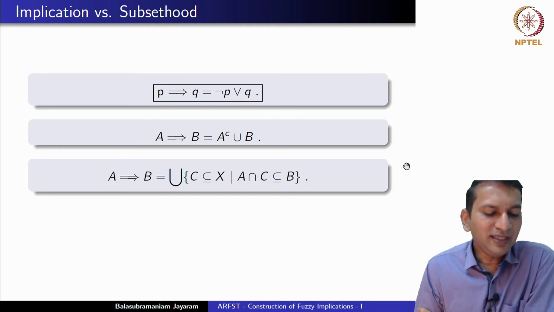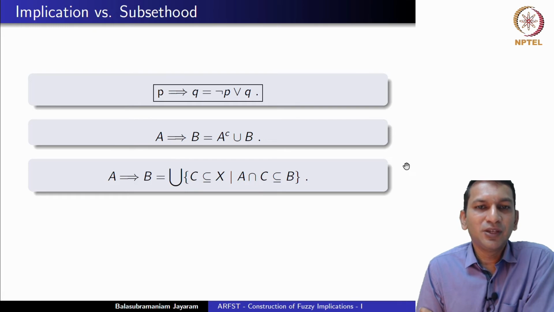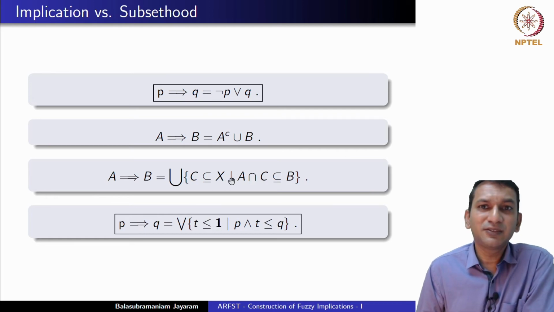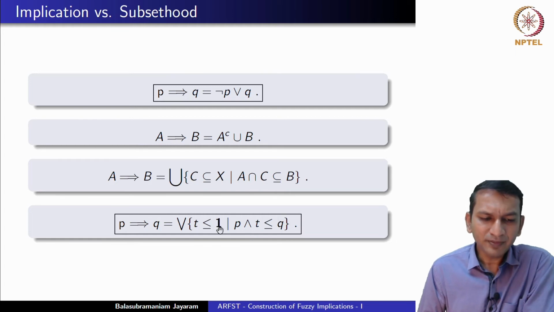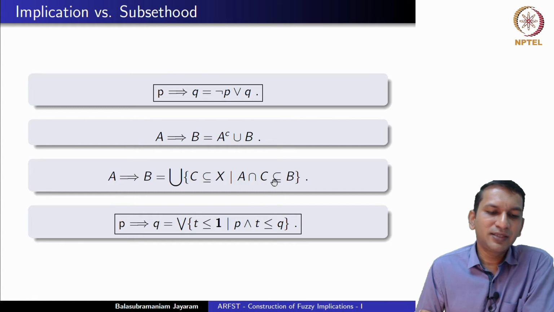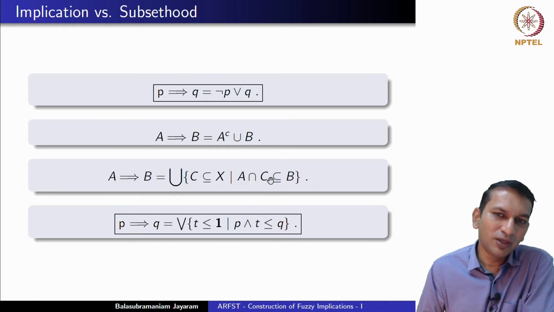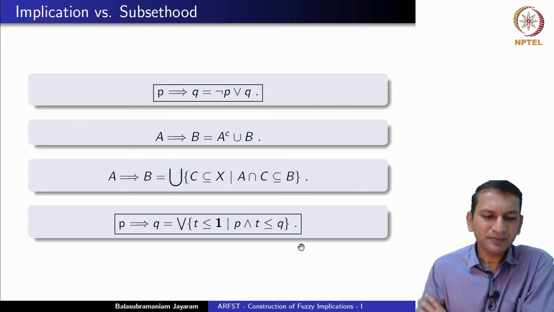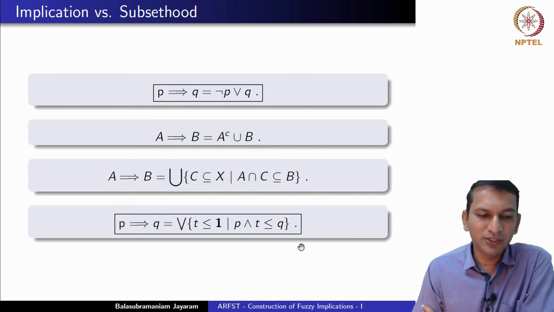So now, writing this in terms of the lattice operations would mean like this. P implies Q is the supremum of all those T less than or equal to 1. Remember, this is a bounded lattice where X is the topmost element. Supremum over all those T less than or equal to 1 such that P meet T is smaller than Q. This is essentially an exact transliteration of this formula from the setting of set theory to that of the lattice theory. So it's only a change in language.